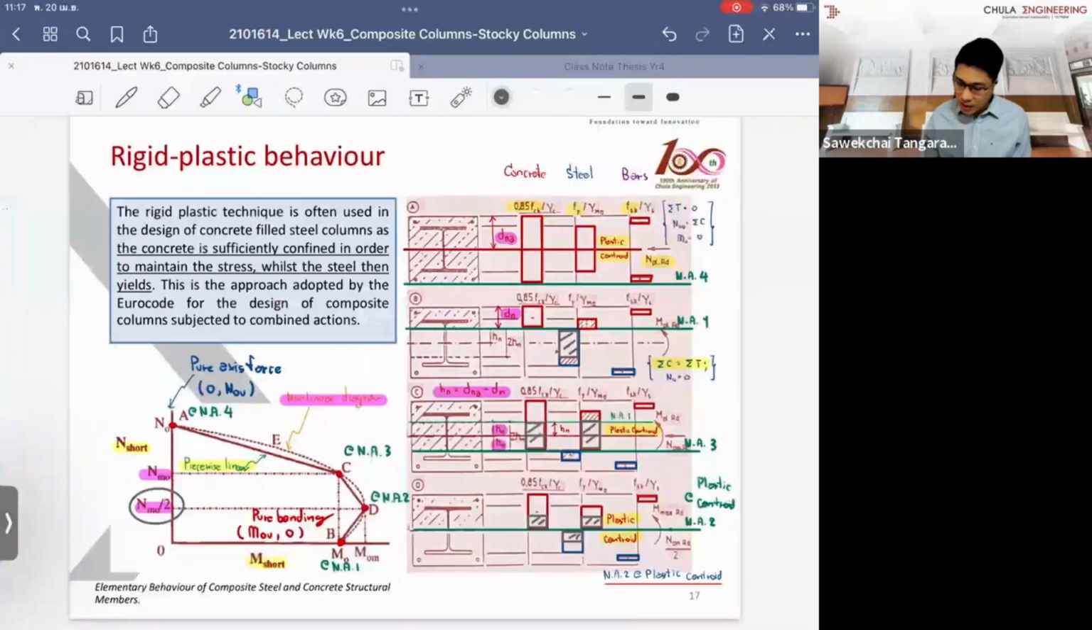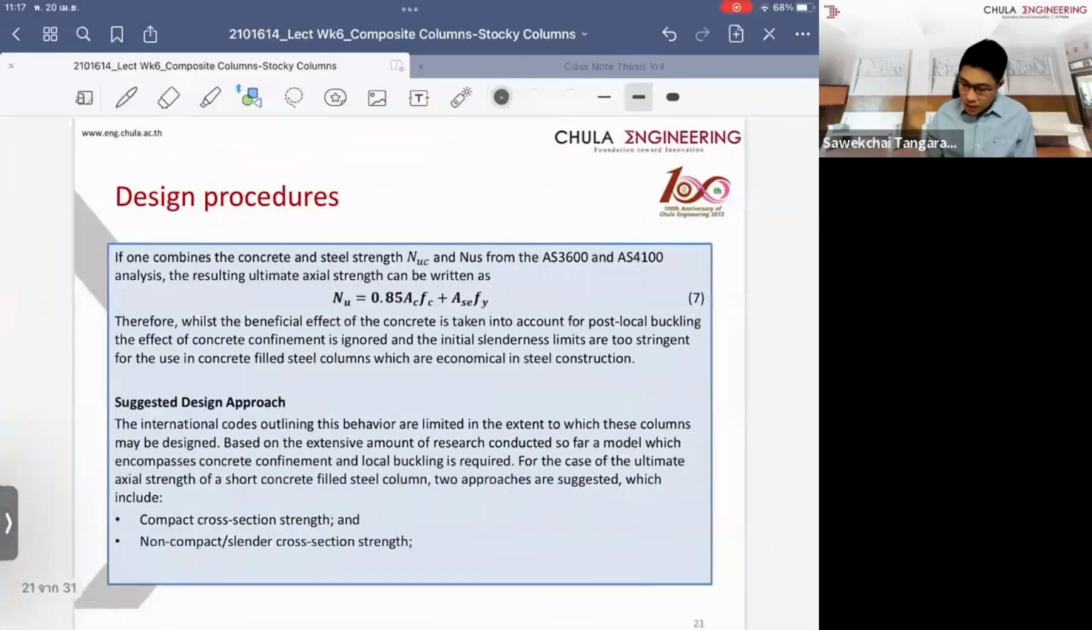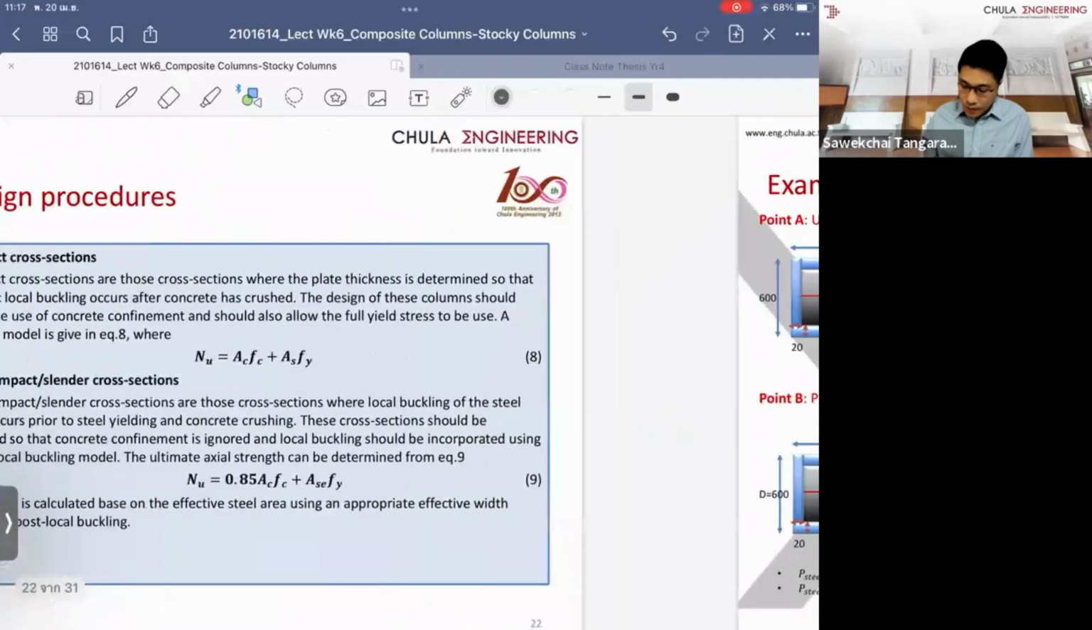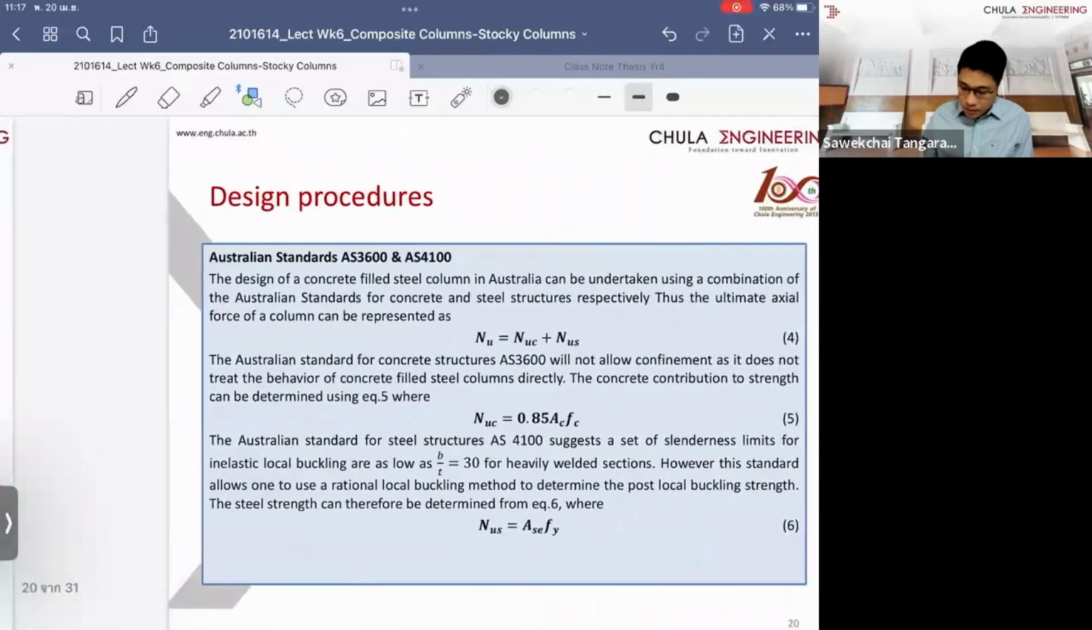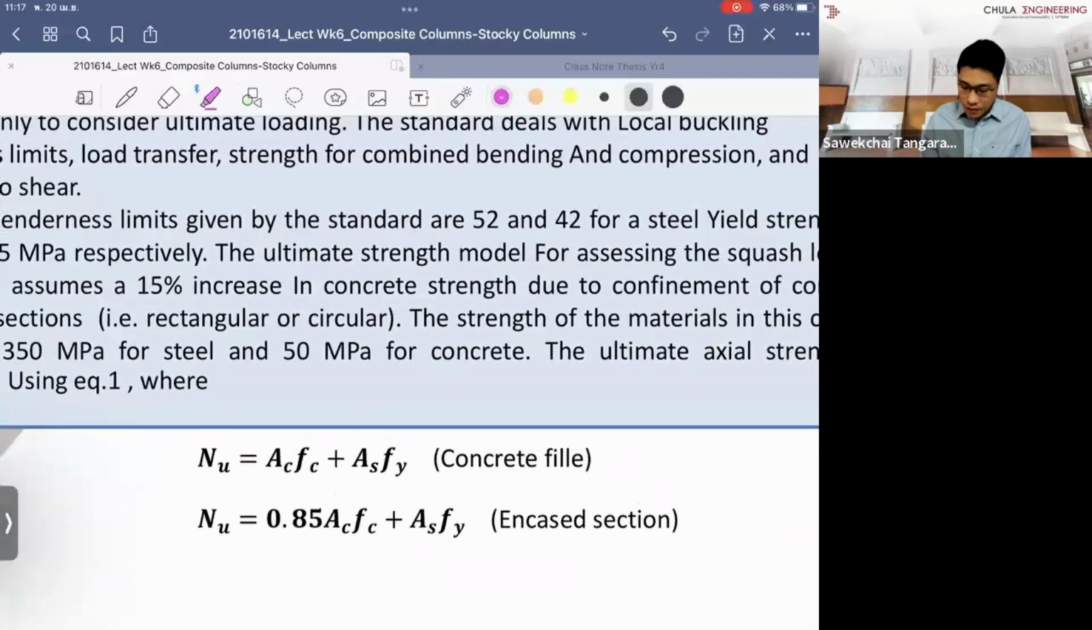So what I would like you to do is, we cannot go through all of this, but I ask you to look at examples 1 and 2. In these slides, the only slight difference is that if you have encased sections, you are allowed to use the concrete compressive stress up to 85%. But if you look at concrete infill sections, you can use up to 100% of f'c. This is the thing that's different.